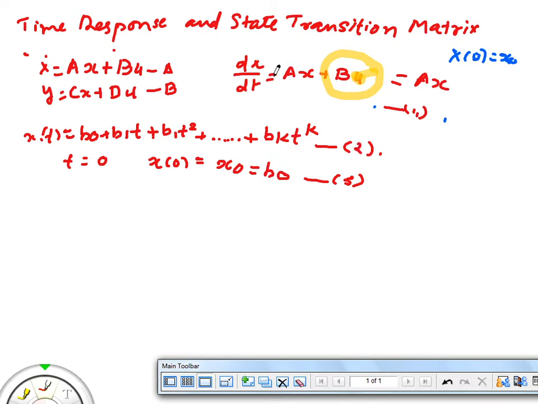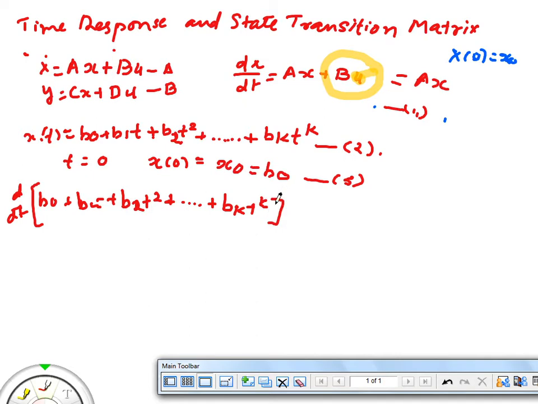Now what I will do is put equation number 2 into equation number 1. Our equation number 1 is dx by dt is equal to A x. So I have to differentiate this term: d by dt of the whole term, that is b0 plus b1 into t plus b2 into t square up to bk into t raised to k. The right-hand side will be A into x.